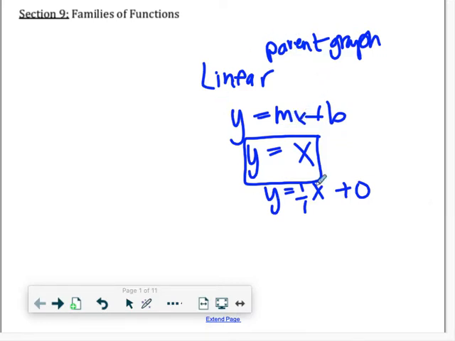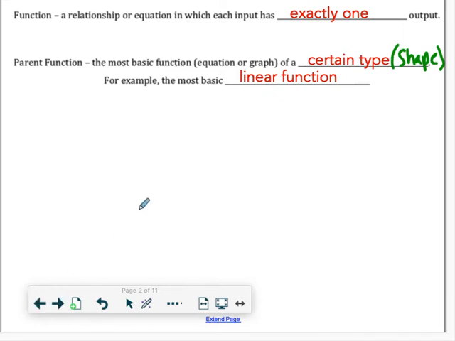Now that we have that established, let's talk about some of this new vocabulary or reinforce the vocabulary we're going to use today. So first of all, we're going to use the term function. We did define a function in the Overland Trail unit. A function is a relationship or an equation in which each input has exactly one output.